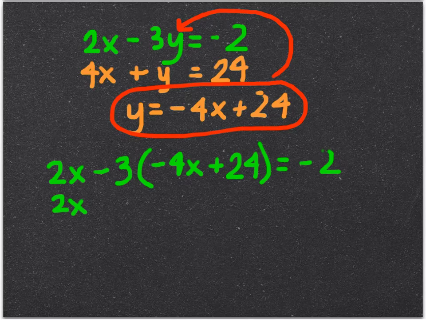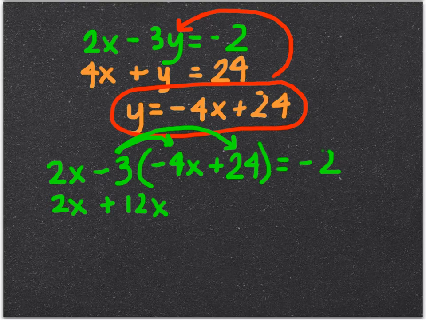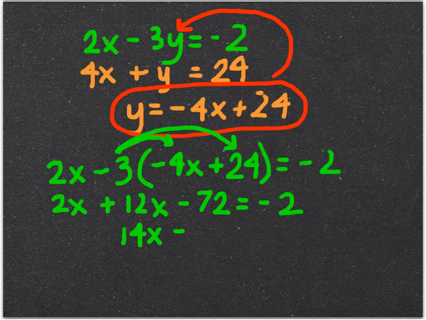So 2x, I have to do a little distributive property here. Negative 3 times negative 4x is plus 12x. Watch out for that sneakiness. And negative 3 times 24 will be negative 72, I believe, big numbers here, equals negative 2. I can combine some stuff on this side: 14x minus 72 equals negative 2.